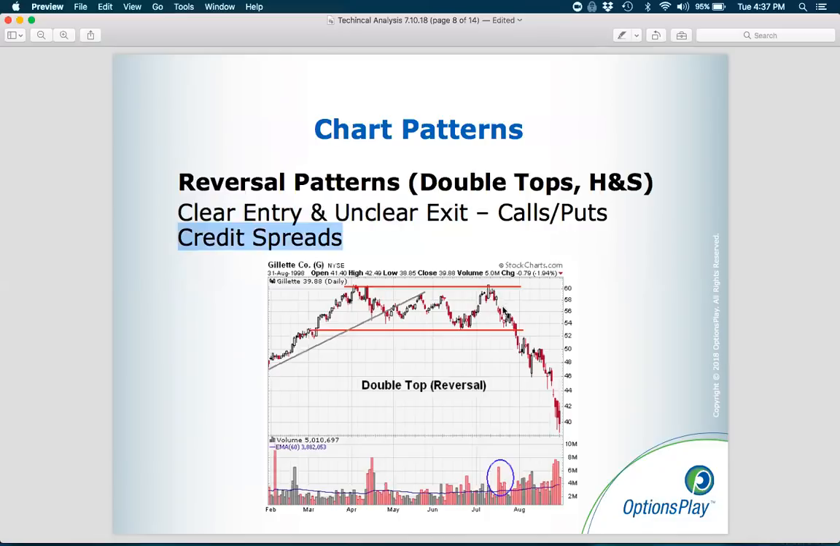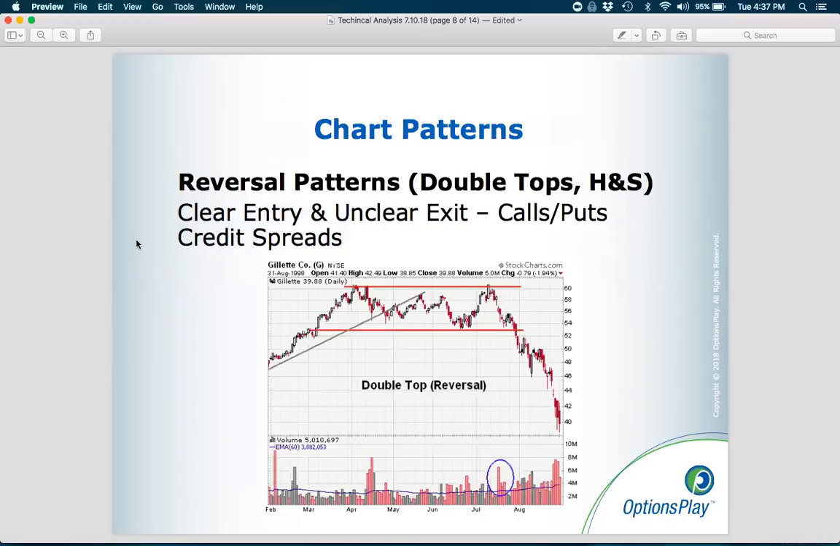So even if you don't think it's going to go back down to 52, you just simply think it's not going to go any higher, you can sell a credit spread and still be able to profit from this. Not as much as if you bought a put and the stock moved lower, but if the stock simply stays where it is, you're still able to profit when you sell a credit spread. So we'll go over a few examples of this in a second.